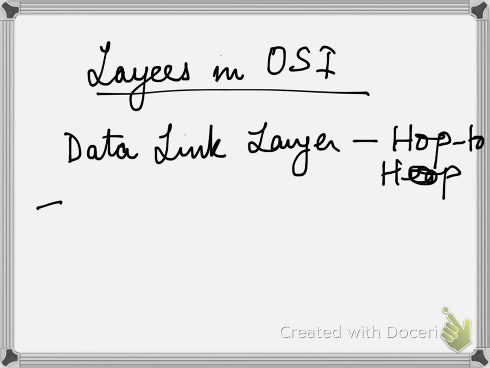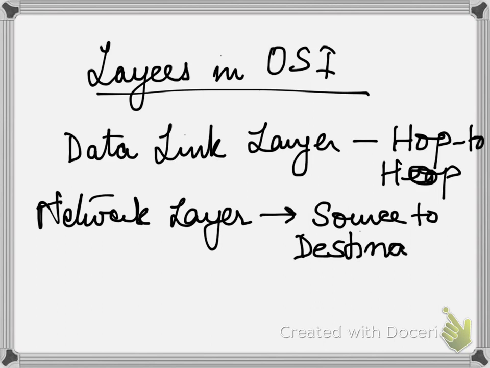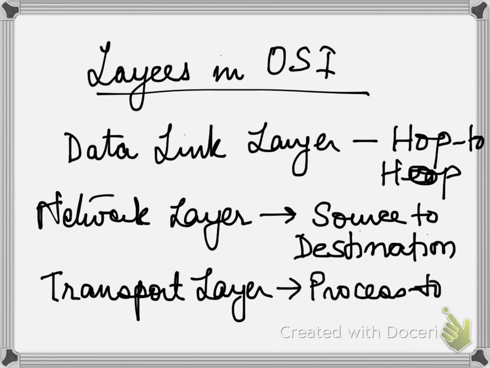Similarly, the network layer is responsible for source to destination delivery, and the transport layer is responsible for process to process delivery. So let's see what this means.